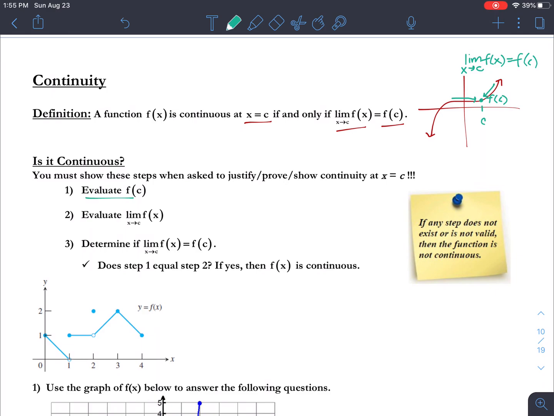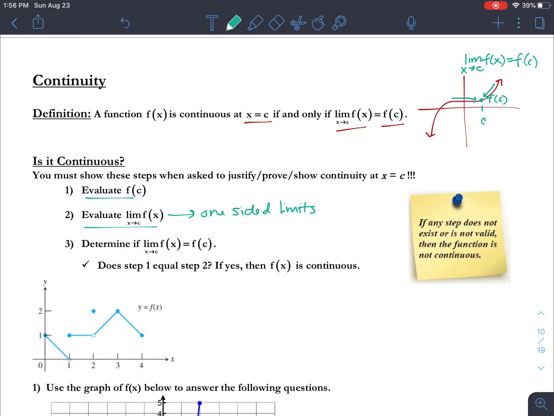First, you're going to evaluate the function at that value. Then you're going to evaluate the limit. You need one-sided limits, so from the right and from the left, just as a heads up, if it is a graph. And finally, we have to determine if the limit as x approaches C is the same as the function value. So basically step 3 will be, are these the same? Okay.